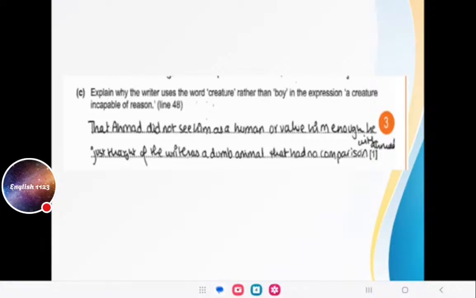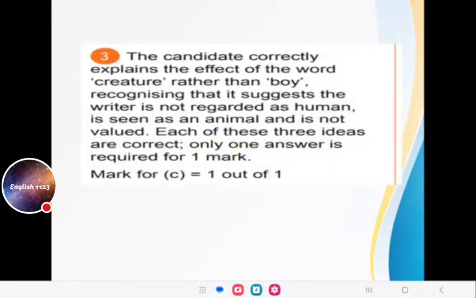So all your attention, all your focus is going to be on these two words. One is boy, one is creature. You'll ask yourself that if I write a boy incapable of reason, how would I feel, or how would the reader feel? And if I use the word creature, what is the difference there? You are going to understand it yourself, and after that you are going to convey the message to the reader, to the examiner, in the answer that you are going to write there. So that is the examiner comment here.